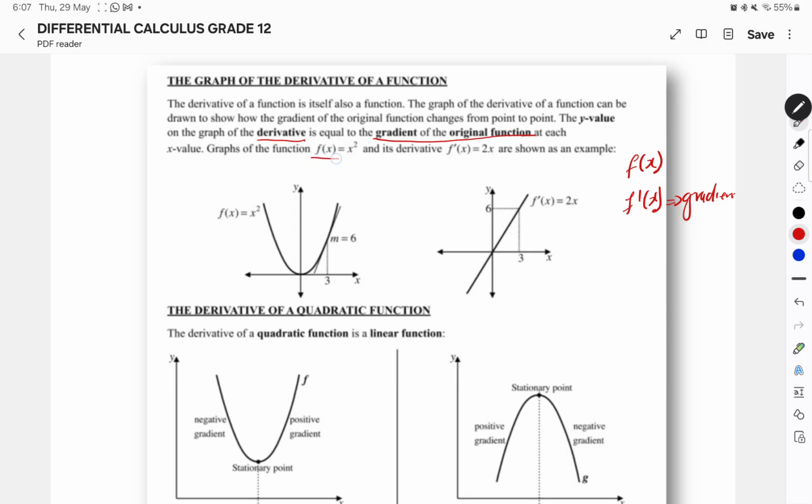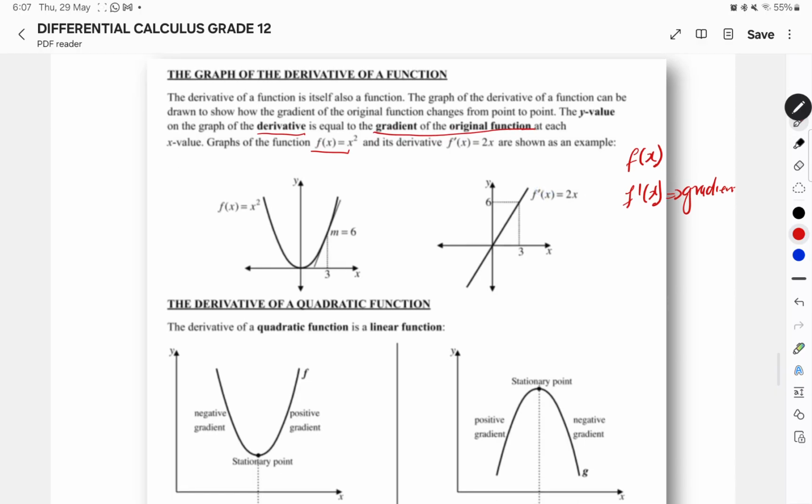Graphs of the function y and its derivative will then be as shown here as an example. So they gave us a parabola, and then after giving us a parabola, they did the first derivative of it. What is more important for us is the turning point. The turning point becomes the x-intercept of your graph after you do the first derivative. I'll go into detail with it as we go down, but I want you to see what's happening.